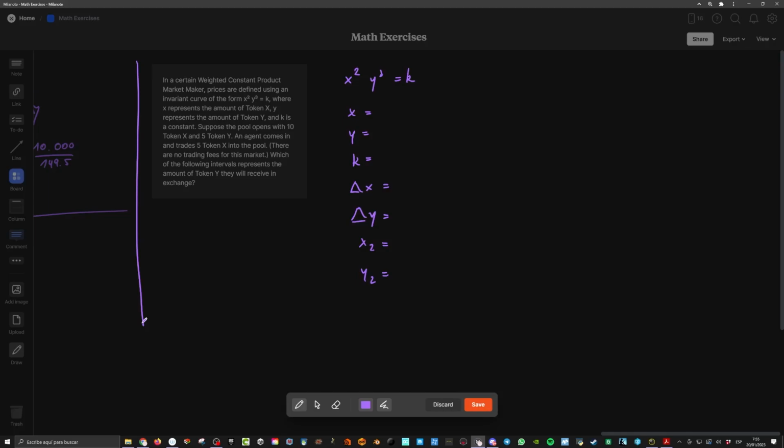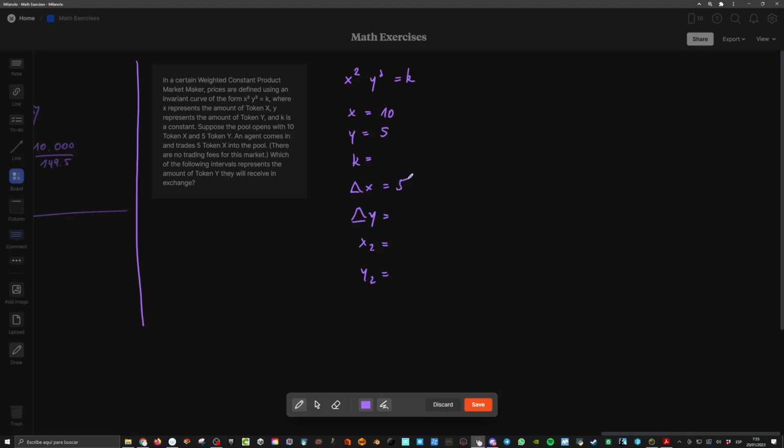Okay, if we are clear so far, let's go through the question and see which ones are given and not, so we can tick them or cross them. So x was given. Suppose the pool opens with 10 and 5. You're right about that. And the agent comes in and trades 5 token x. So is that delta x or is that x2, Stella? That's delta x. Perfect. So we have that too.